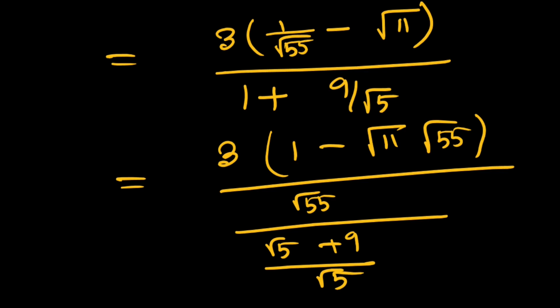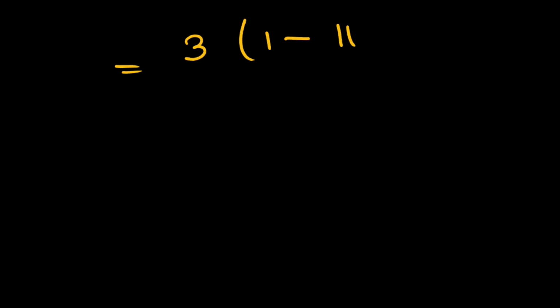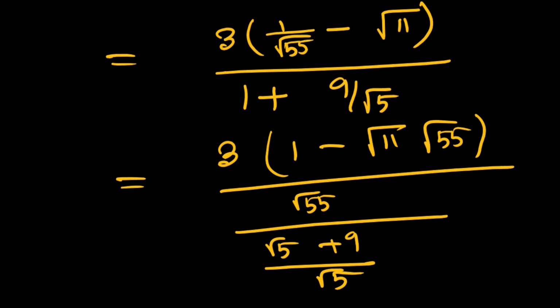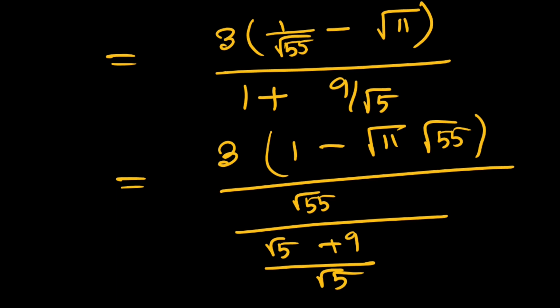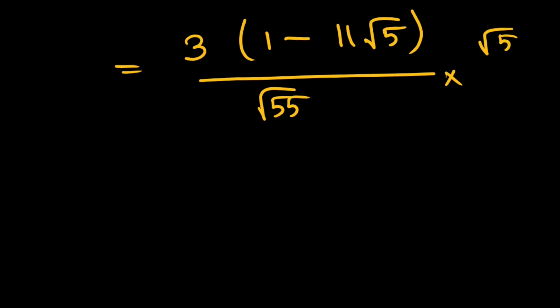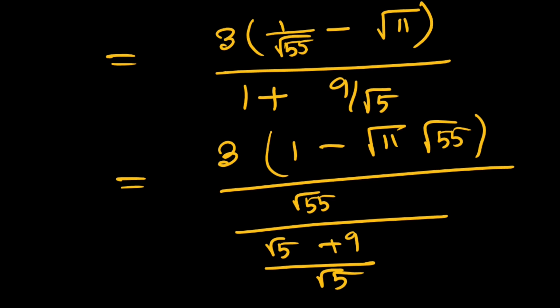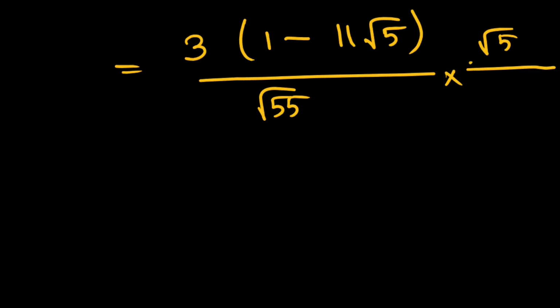Therefore we write it clearly: 1 minus, actually 5 root under 5 into root under 11. So root under 11 two times. Therefore 11 root under 5, and root under 55 over root under 55 into root under 5 over root under 5 plus 9.